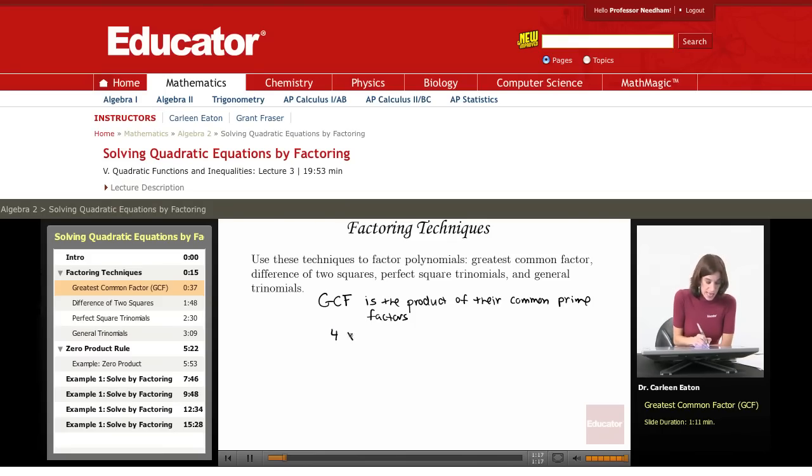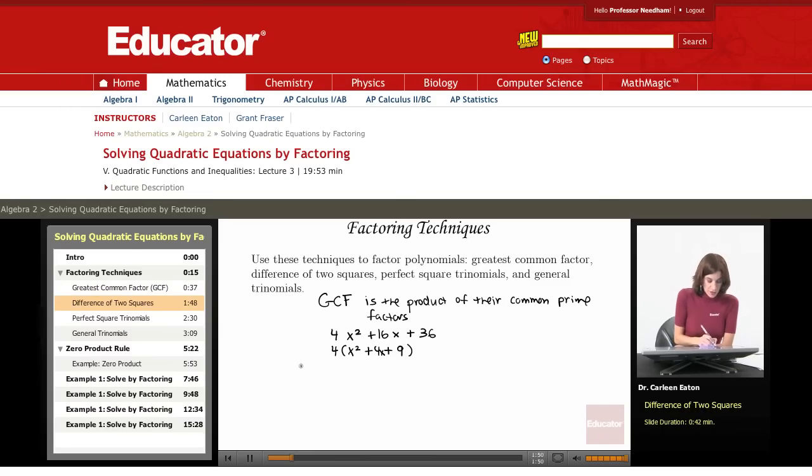For example, if you had 4x squared plus 16x plus 36, you'll recognize that there is a GCF of 4. So I'm going to factor that out and get 4 times x squared plus 4x plus 9. Factoring out the 4 gives me x squared plus 4x plus 9, and this is much easier to work with. So remember to factor out the GCF first, if there is one.